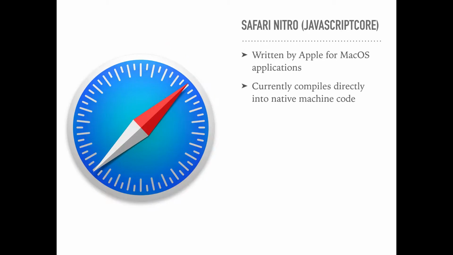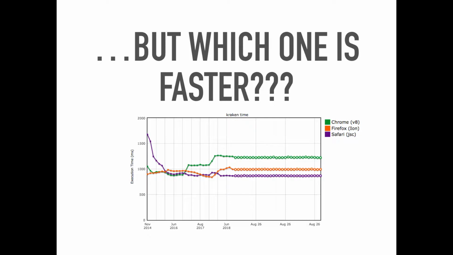And then there's Safari's Nitro. Cool name for a shitty engine. Written by Apple for Mac OS applications. Compiles directly into native machine code. But if you're like me and you do quite a bit of web development, Safari is the bane of your existence because it works in Chrome, works in Firefox, and then you go run it in Safari, and everything seems to go weird. It's almost as bad as IE sometimes, but no, nothing's as bad as that.